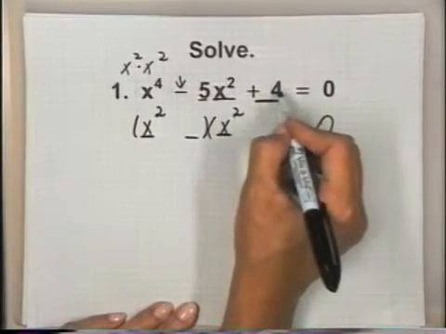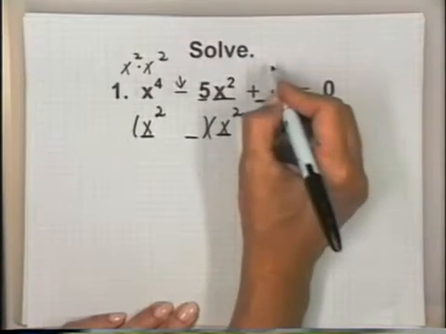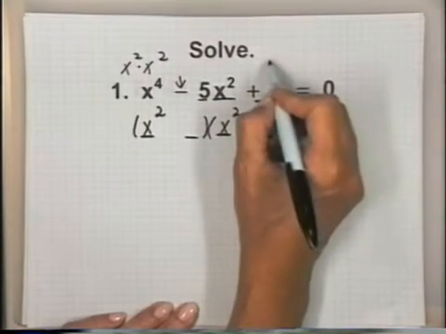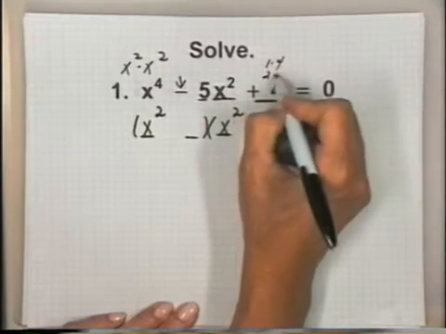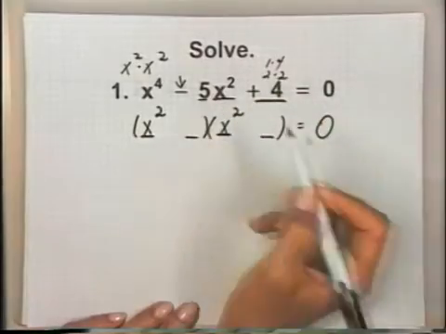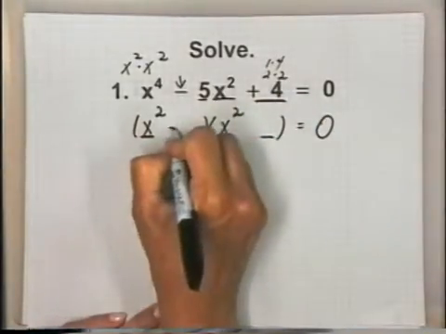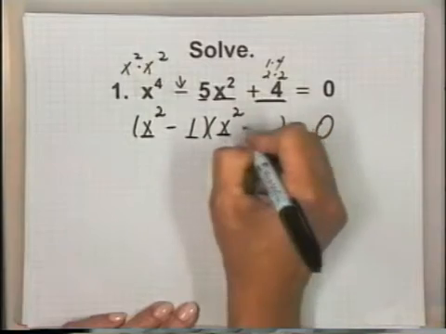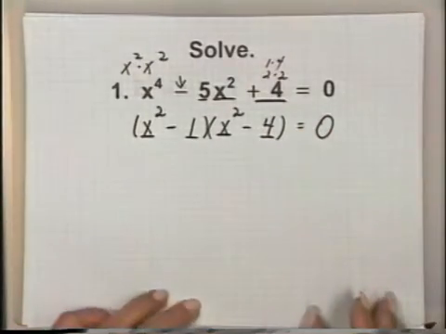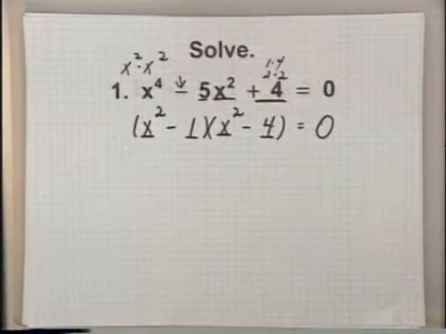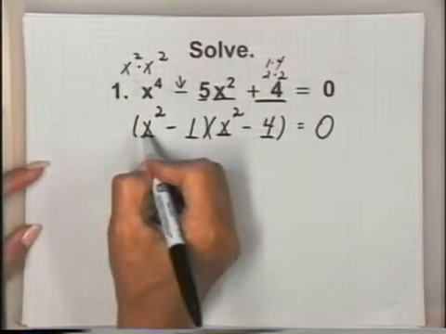Now, for our factors of 4, we could consider 1 times 4 and 2 times 2. And of course, the 1 times 4 gives us a sum of 5. So our factors will be minus 1, minus 4. And of course, we know that we can FOIL this out to check it, and let's do that.